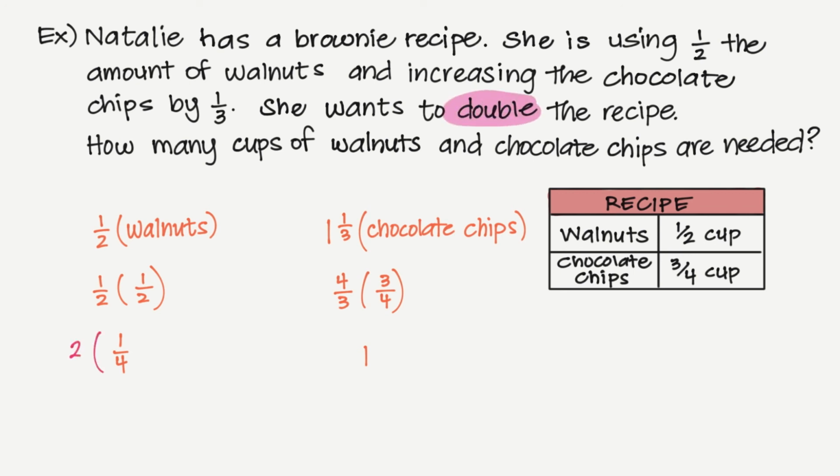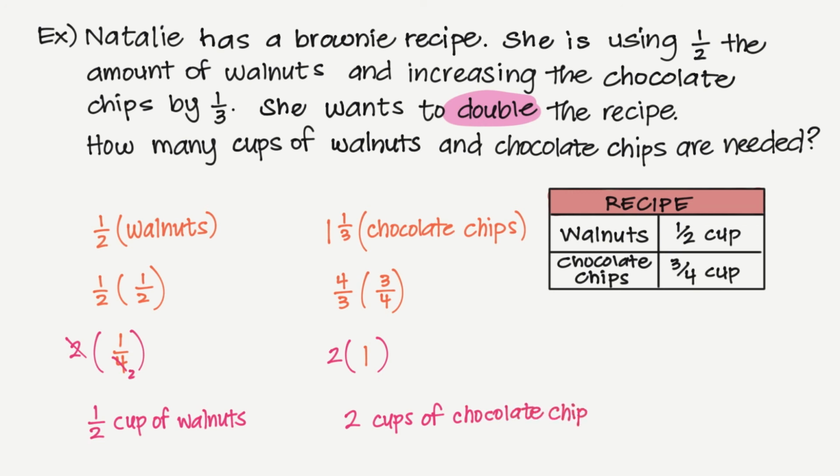But if I'm going to double this recipe, that means I'm going to multiply my values by 2. So at the end, I'm going to have 1/2 cup of walnuts when I multiply 2 times 1/4. Likewise, when I multiply 2 times 1, that just means I'm going to need 2 cups of chocolate chips. And that is it. So hopefully this real-life example helped you out. Let me know if you have any questions when you come into class.